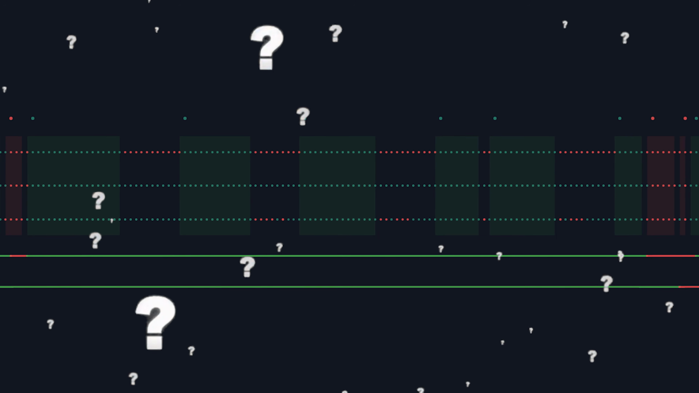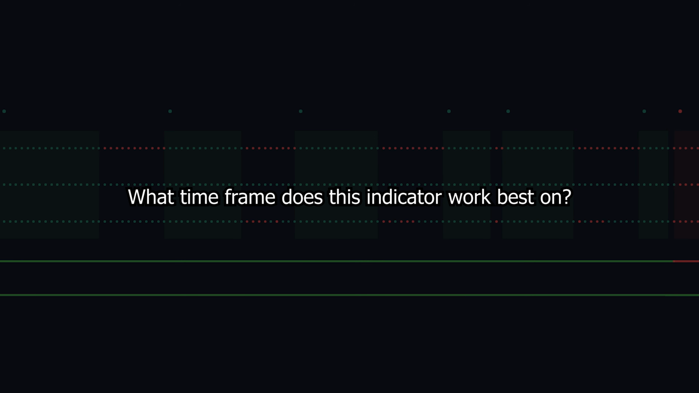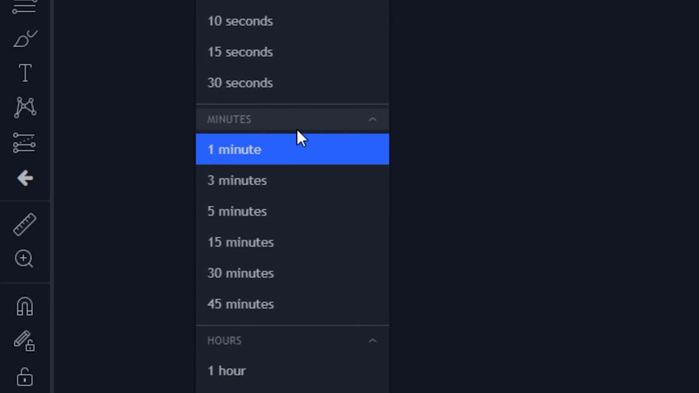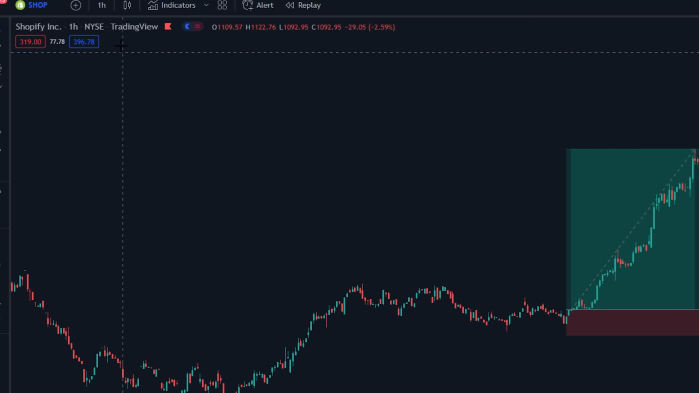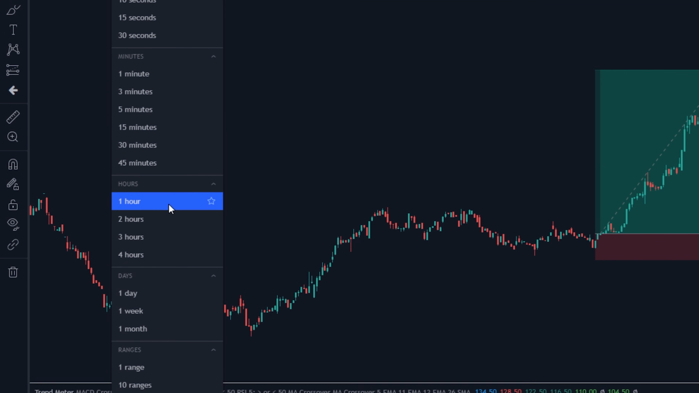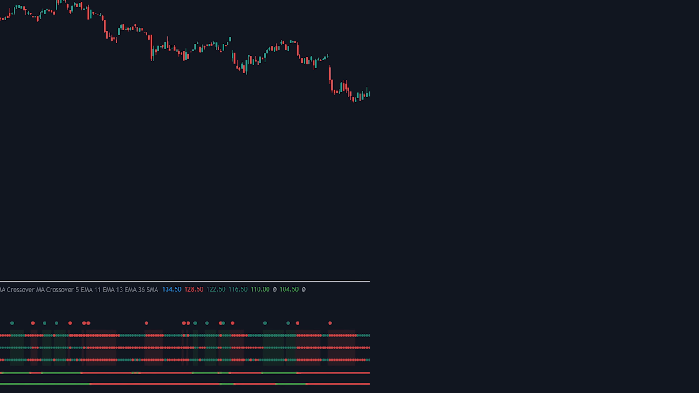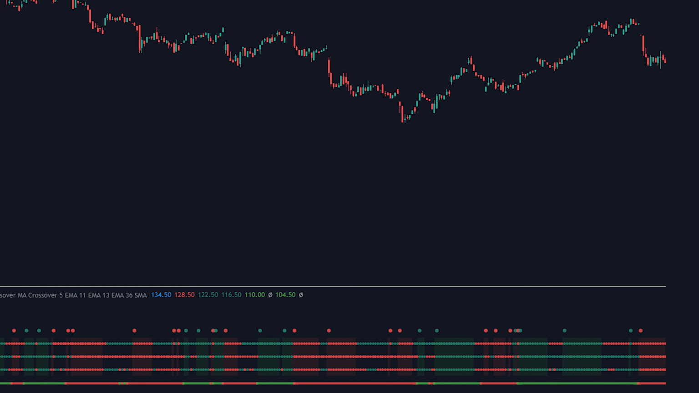Now, I already know I'm gonna get this question. What time frame does this indicator work best on? So I might as well answer it now. This indicator will work for all time frames, but after using it for many trades myself, I figured that it works best on larger time frames like the 1 hour or daily. Let me show you an example of how we can use this indicator to get more profitable trades and not get as many false breakouts.